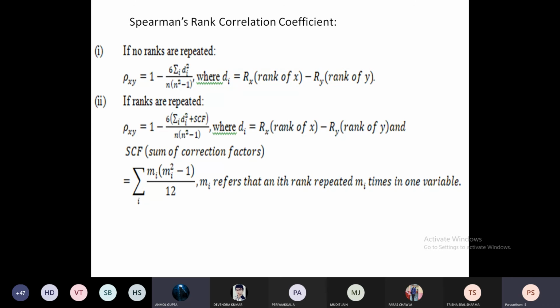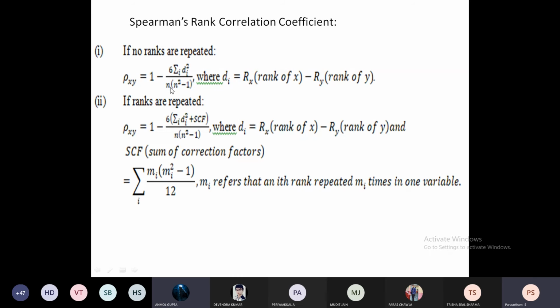So that means if under each variable there are no repeated observations, you can go for the rank correlation coefficient formula: rho xy is equal to 1 minus 6 sigma di square, whole divided by n into n square minus 1, where n is the number of tabulated points, xi, yi points, and d is the deviation between rank x minus rank y.